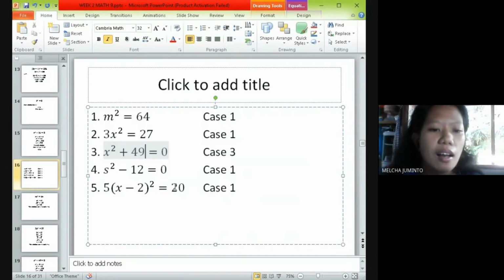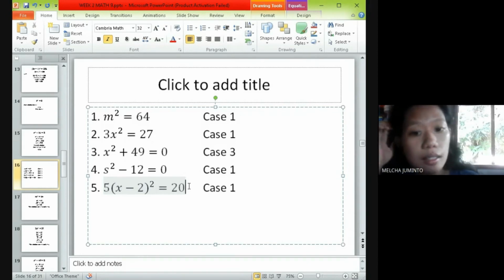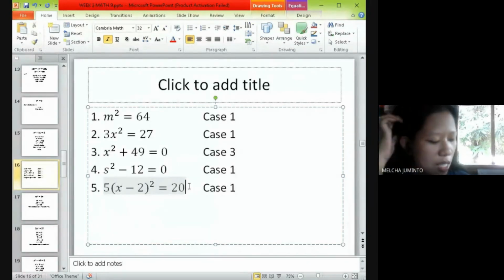Because the value of k is positive. May 5 dito, divide mo both sides by 5, may gitong 4. So, x minus 2 squared equals 4. 4 is positive. So, it is greater than 0. It will fall in case number 1.